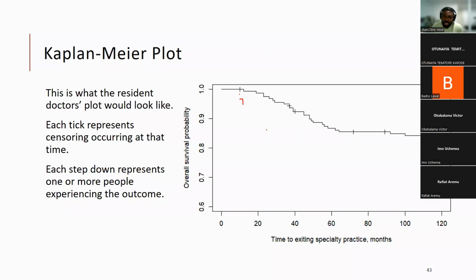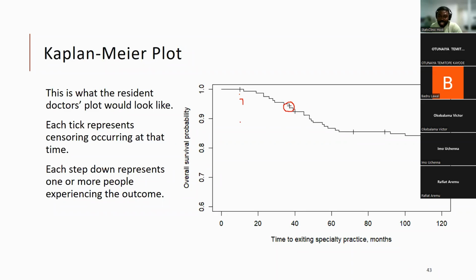Excellent. That's basically what it is. There's also something else here. We can see a place where you're having a step down and then a horizontal tick. This one? Right. So this means that at this time, one or more persons are having the outcome of interest. We're also having one person or so who is also being censored. Very good, that's very well explained.